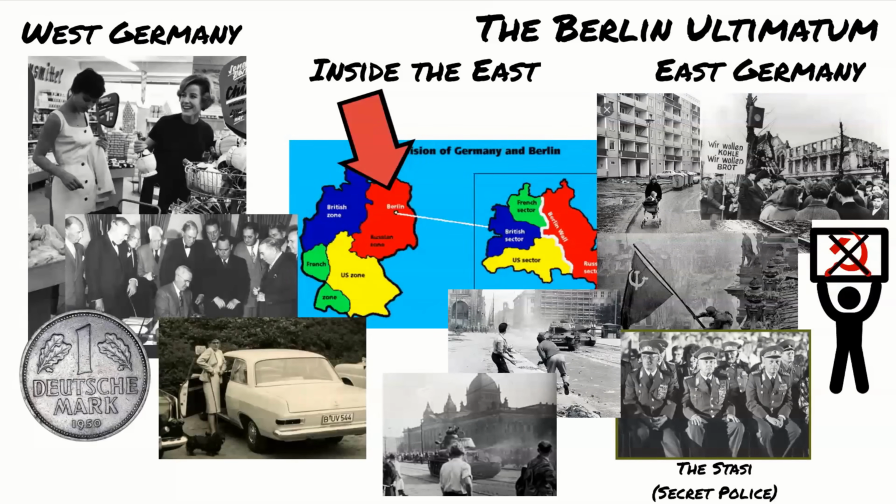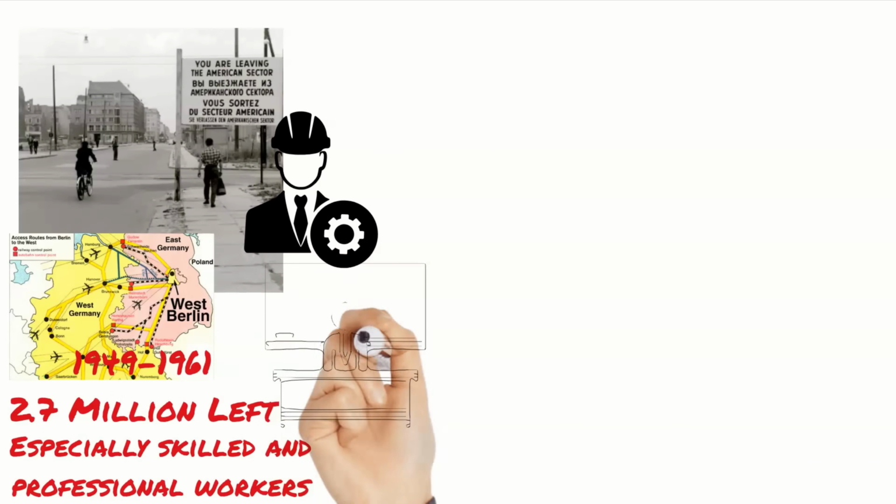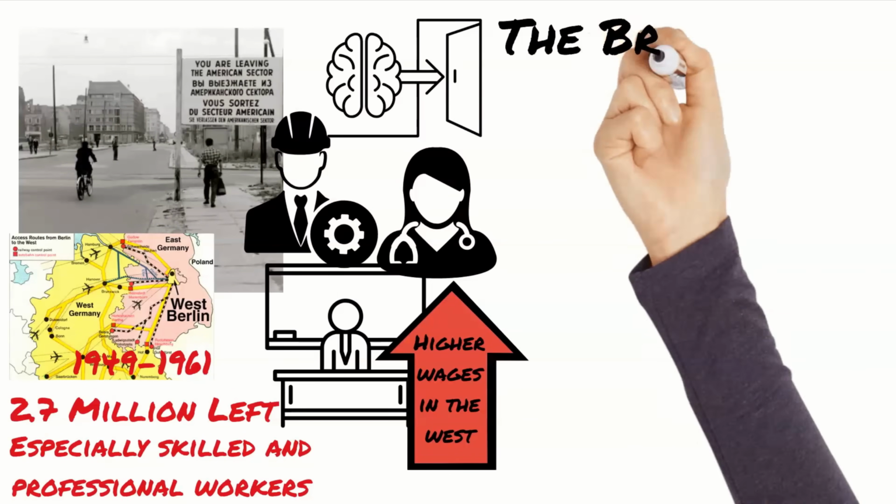It was very easy to leave the East. One could simply travel from East to West Berlin, and from there travel freely to West Germany. Since the quality of life was so much higher in the West, people left in their droves. Between 1949 and 61, it is estimated that 2.7 million people left the East and started a new life in the West. Skilled workers and professionals especially left the East. Engineers, teachers, doctors and technicians were aware that they could earn much higher wages in the West, and so they left in their millions, and this is nicknamed the brain drain.